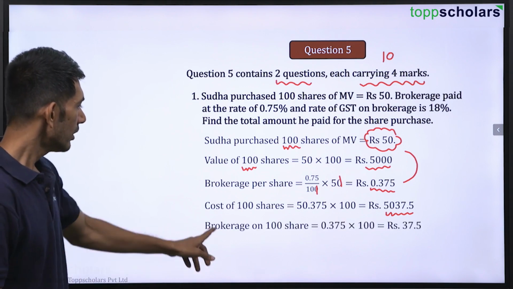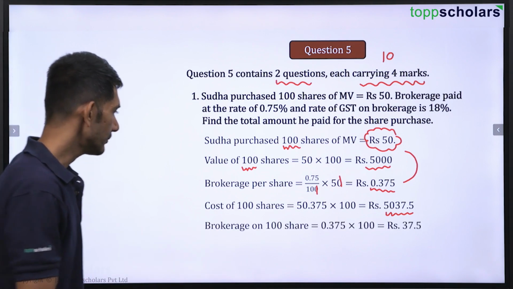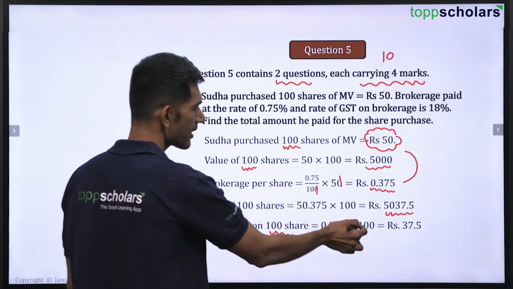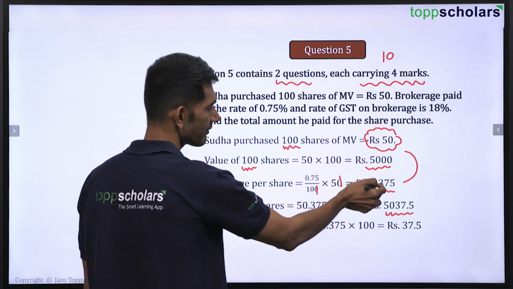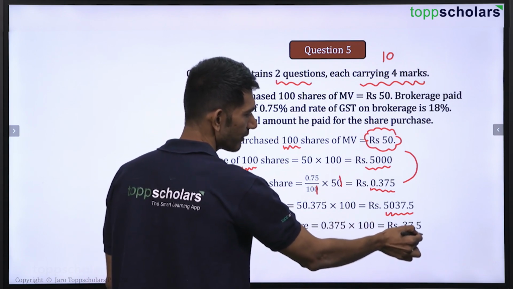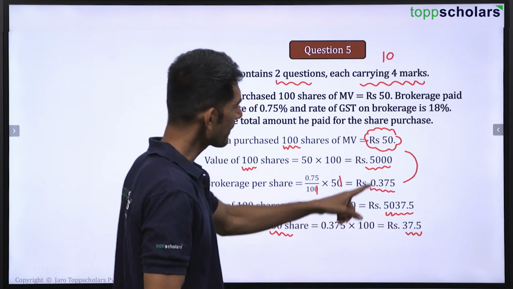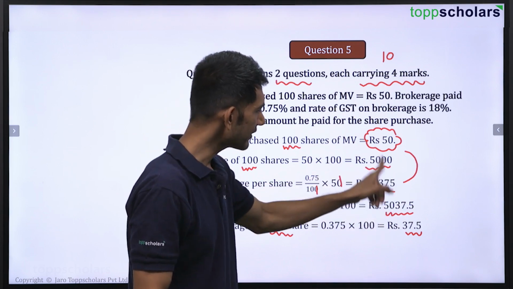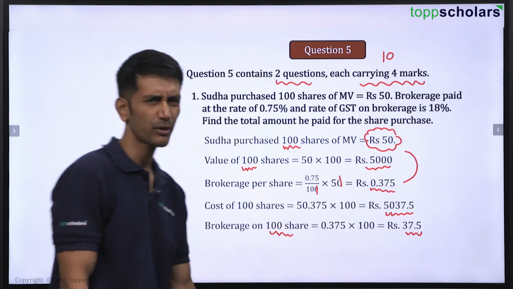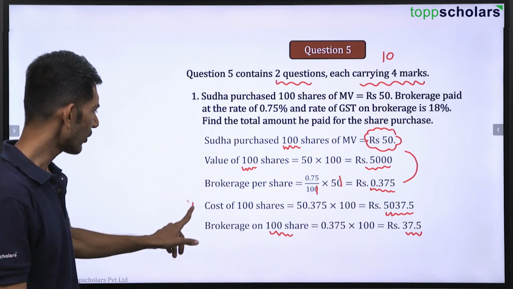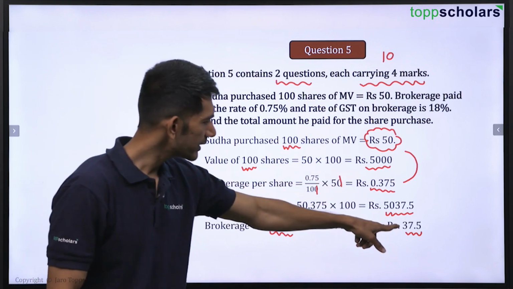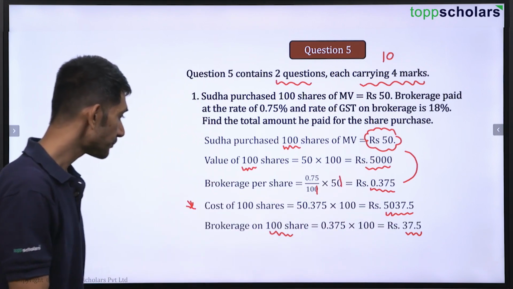Now, what will be the brokerage on 100 shares? The brokerage on the 100 shares is going to be 100 into 0.375. Correct? That is 37.5 rupees. And obviously, if you subtract 5,000 from 5,037.5, anyway you're going to get 37.5 rupees. So even if we did not take this step, we would have got that. 37.5 rupees is added extra here.